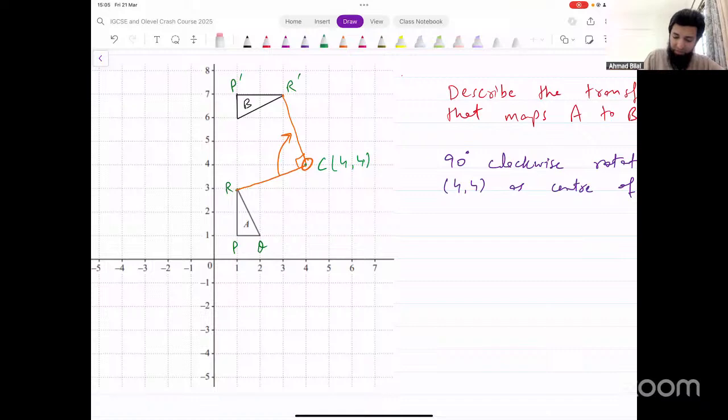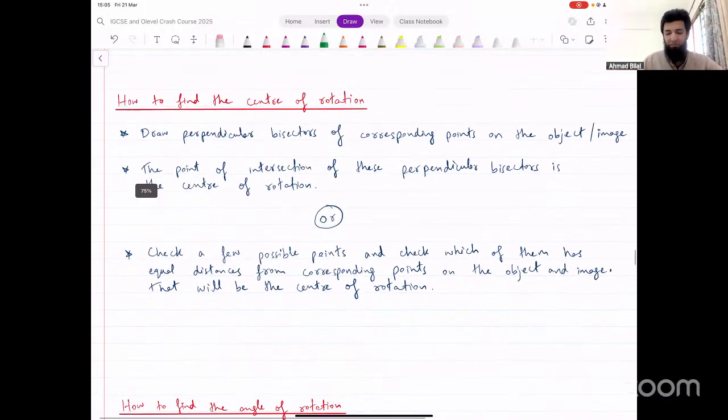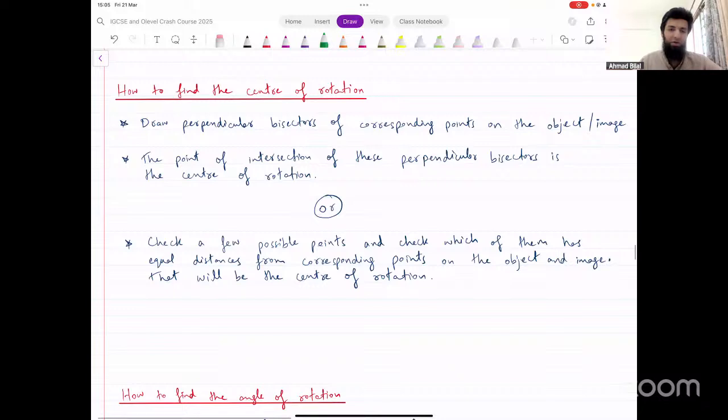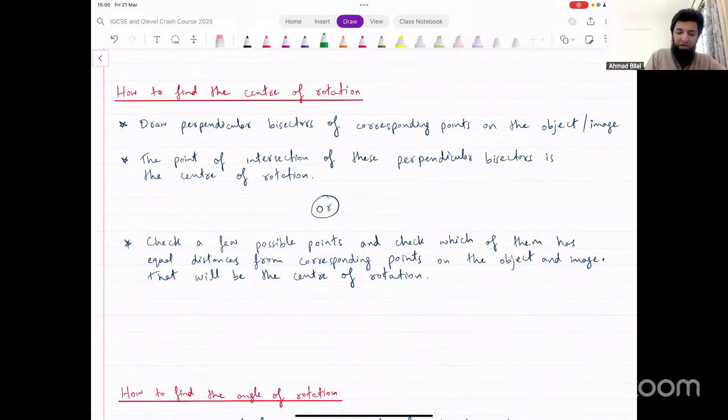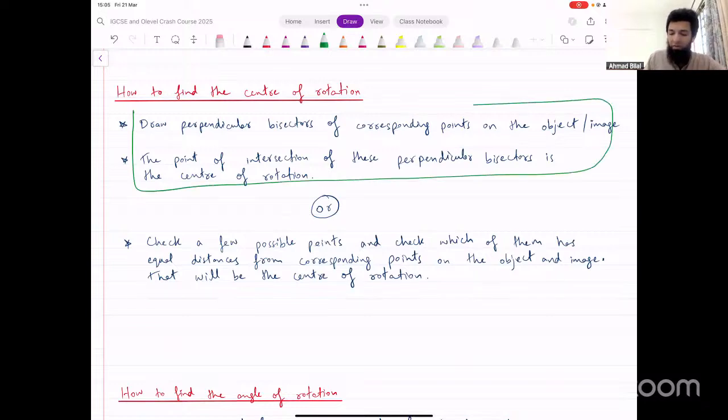Its distance from Q and Q prime, that's also supposed to be the same, right? So corresponding points have the same distances from the center of rotation. So they basically mark a point like that. That's what we discussed. And then the other possibility was, if you find that difficult, or you cannot spot the center of rotation using that method, then the general method is that you draw perpendicular bisectors of corresponding points.